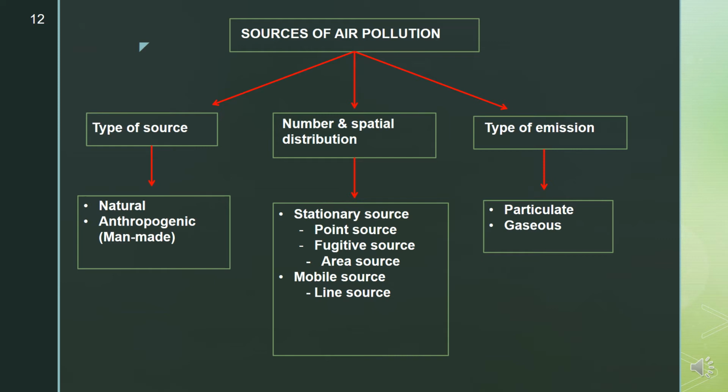And the third one is type of emissions, particulate or gaseous, that is, how the air pollutants are emitted. In that type, we can also classify the air pollution sources in these three ways.